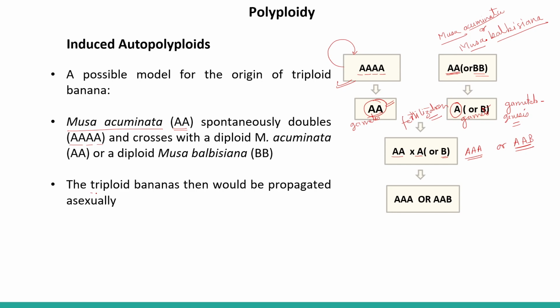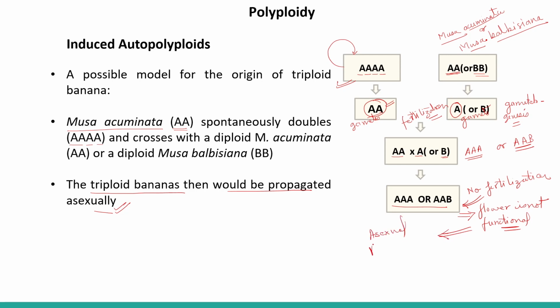So the triploid banana would then be propagated asexually. What will happen here? No fertilization in these types of induced autopolyploids. Why? Because the flower is not functional, and due to that they have to undergo asexual reproduction.